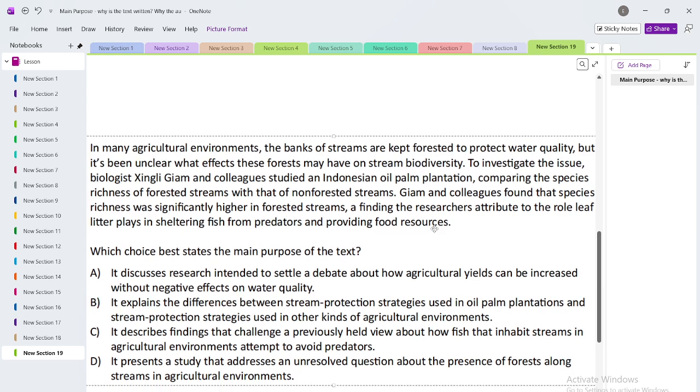As for C, it describes findings that challenge a previously held view about how fish that inhabit streams in agricultural environments attempt to avoid predators.